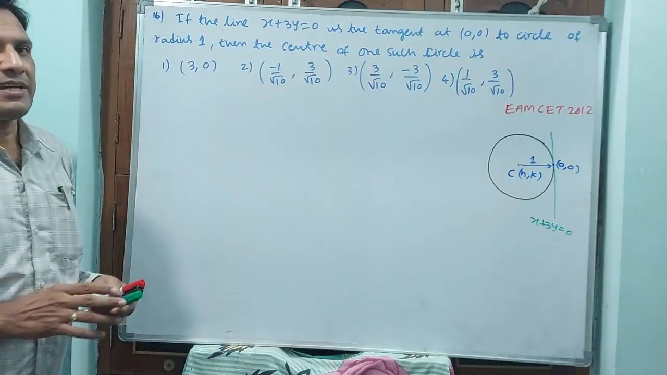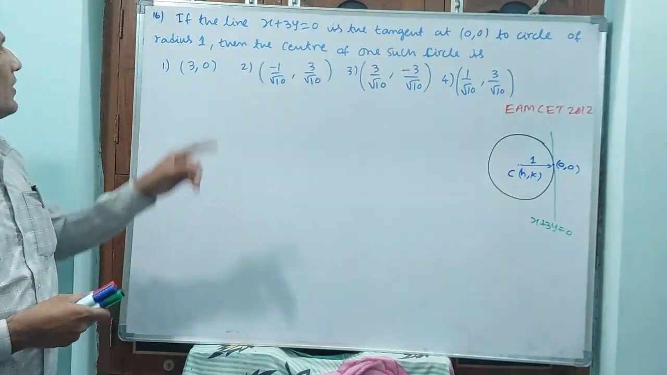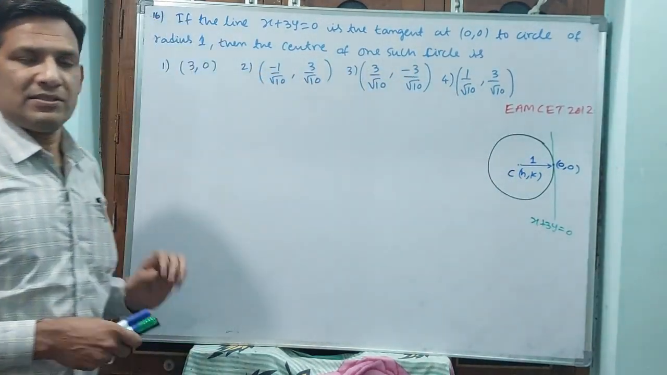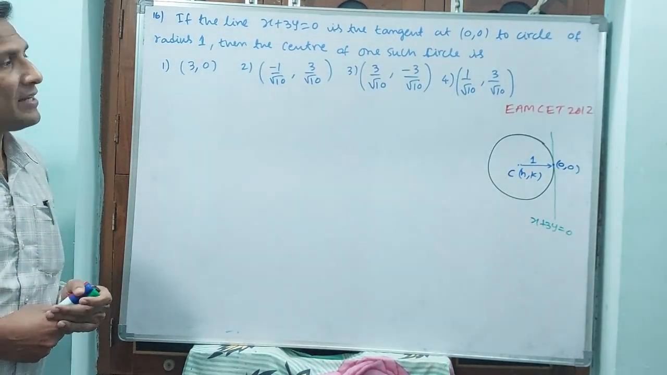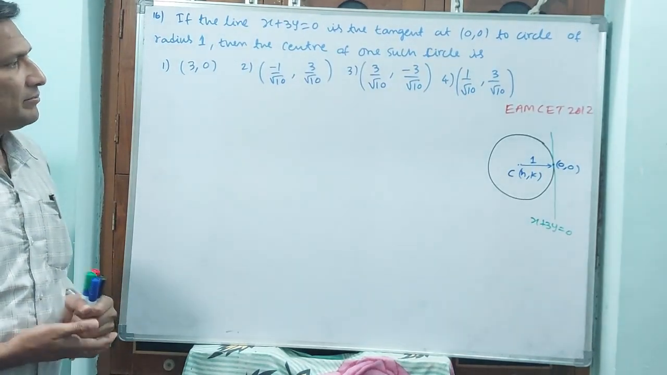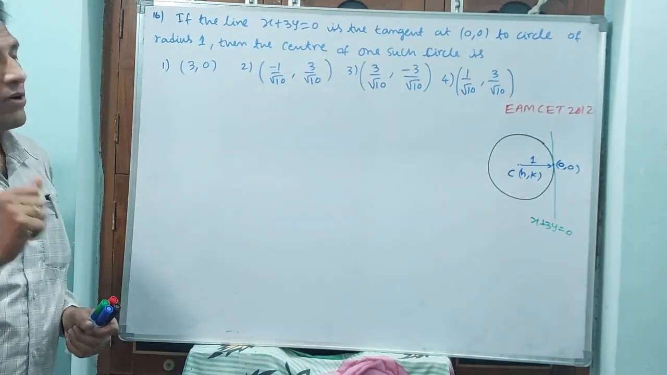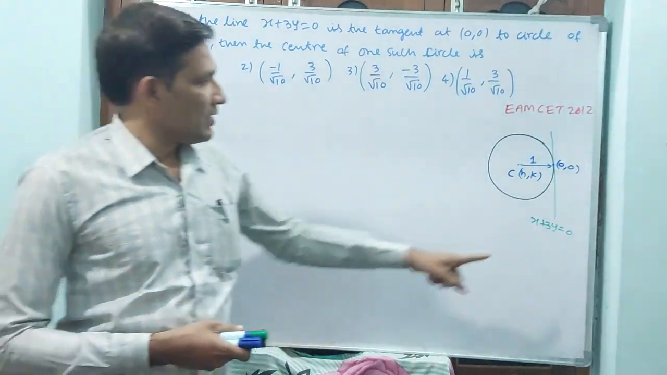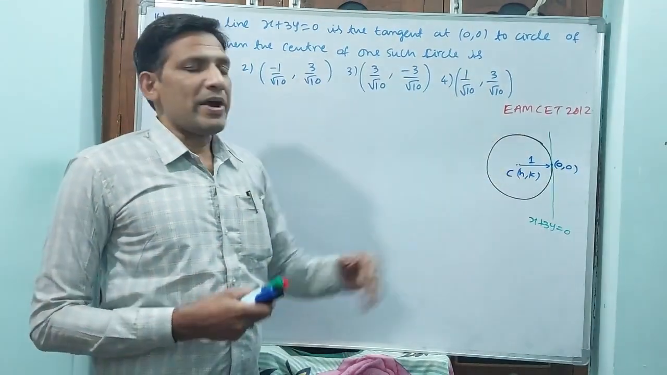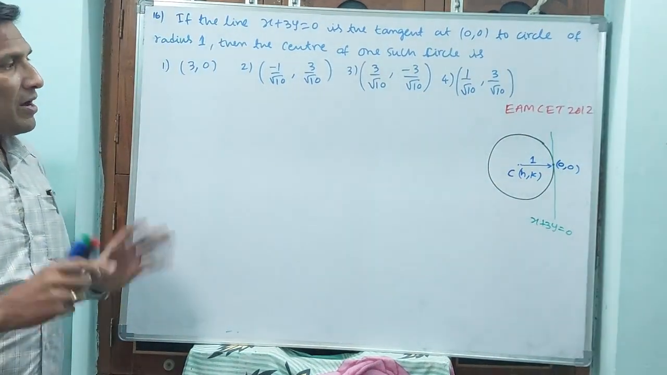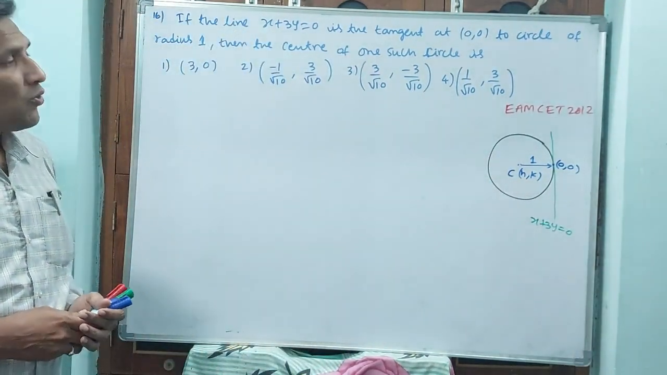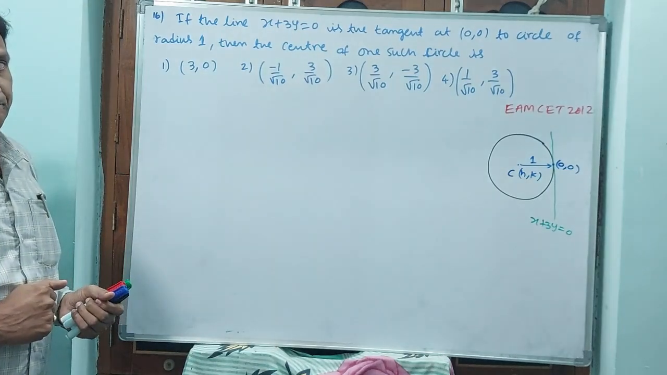h comma k I am taking as the center. Center of such circle is, that means h comma k only they are asking. I have taken the center as h comma k. They are asking for the center. How to find the center? Okay, see here. What do you have to do? This line they have given. If you find the perpendicular distance, this is equal to 1, we can make that. But you see here, 2 coordinates you don't know, h, k. 2 coordinates you are unable to find.